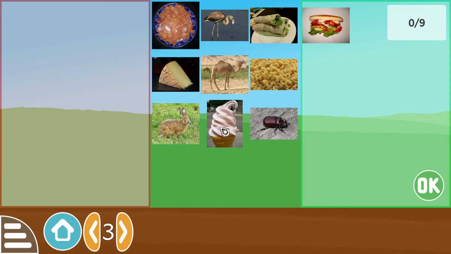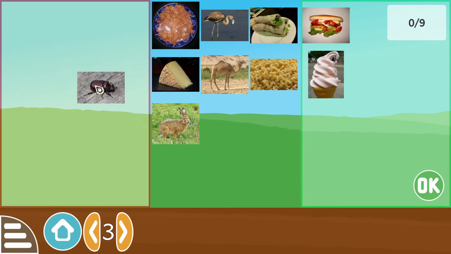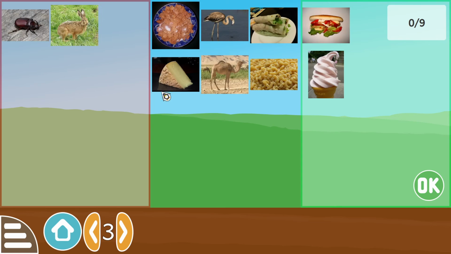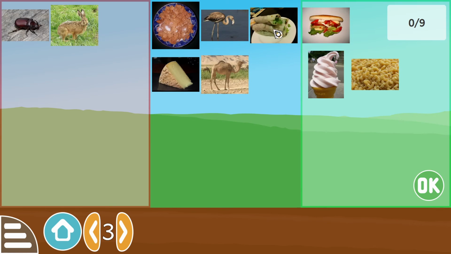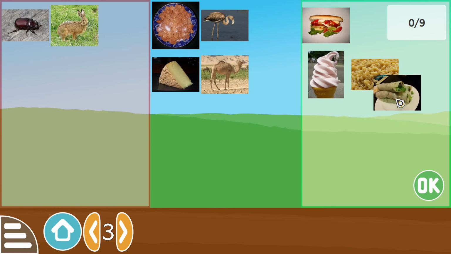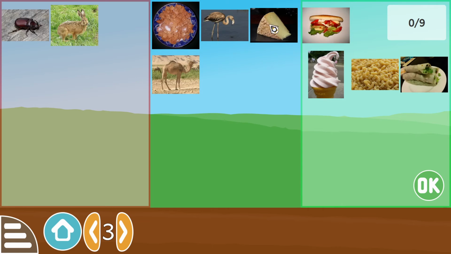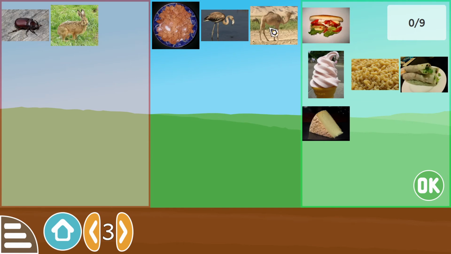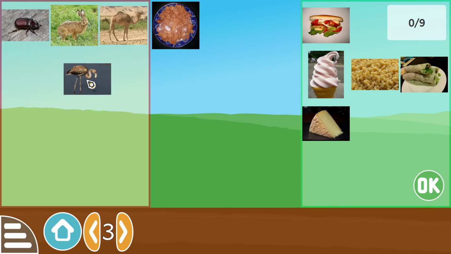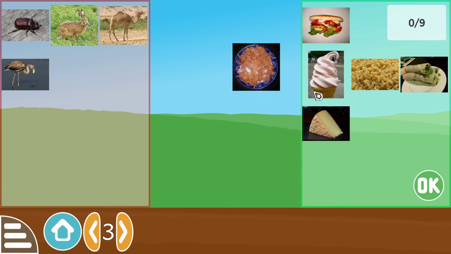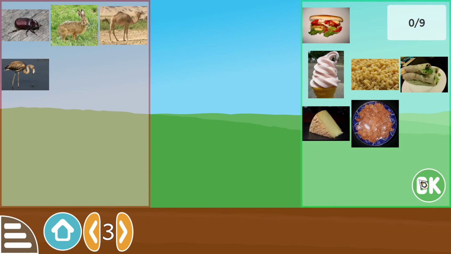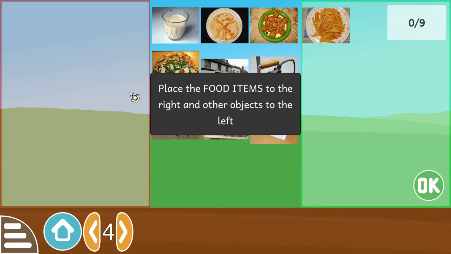Okay. So food and ice cream, beetle, rabbit, macaroni, definitely. They look to be wraps. I'm not too sure which. A bit of cheese, camel, a bird that walks in the water, and that looks to be, not sure what food type that is. Sorry.